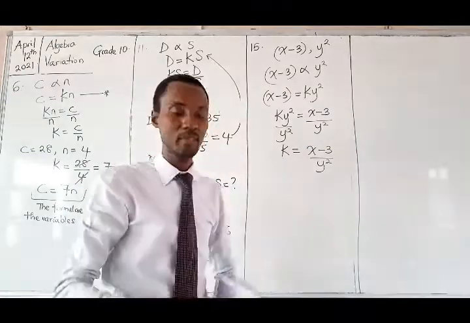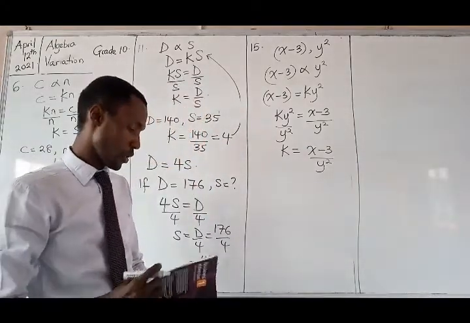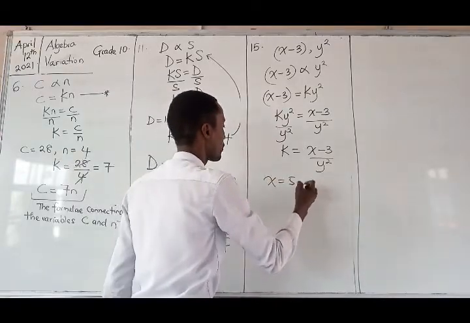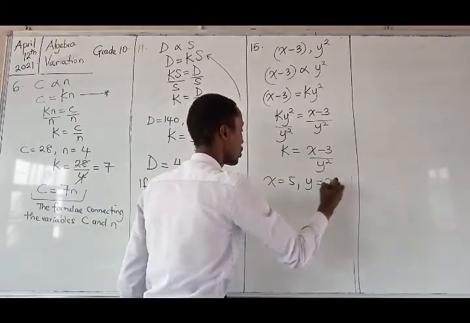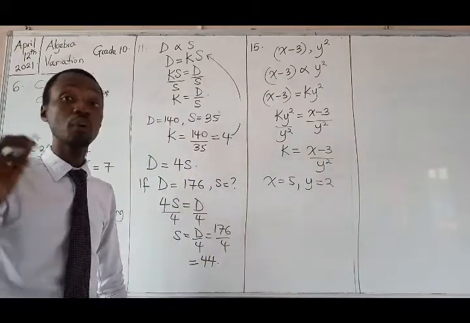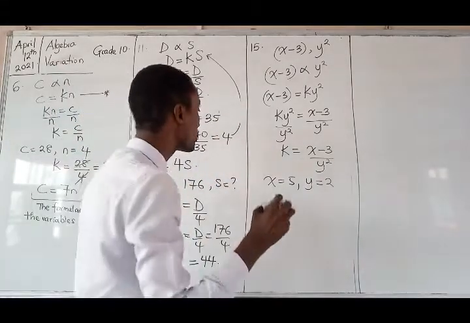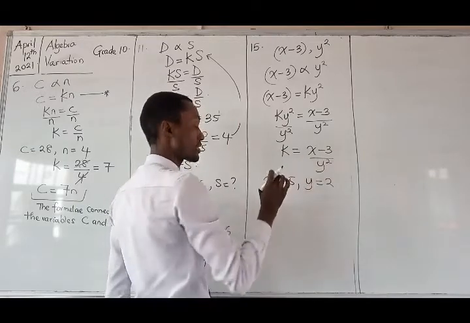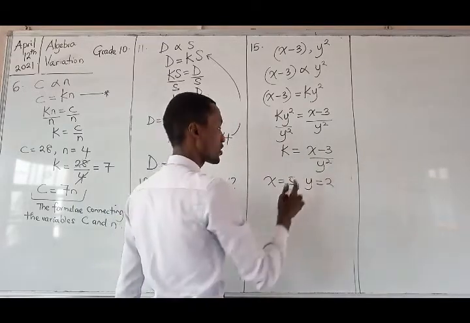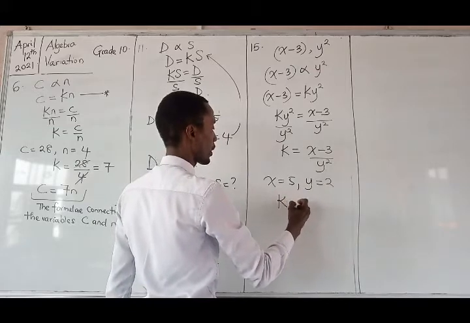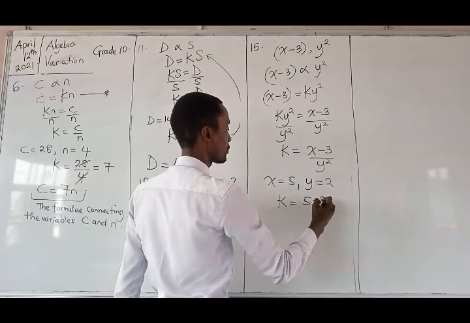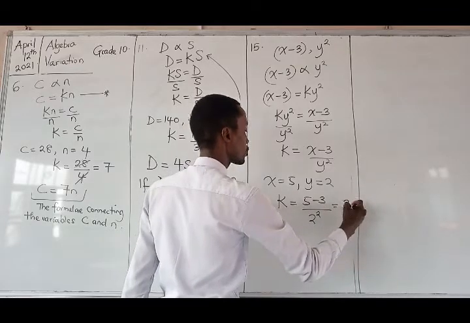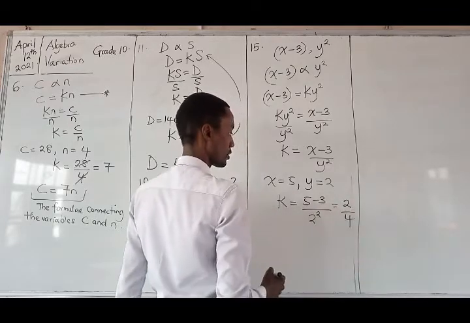So the next thing we need to do is to look for what is called the relationship connecting the terms. So what were we given? We are told that x is equal to 5 when y is equal to what? 2. x is equal to 5 when y is equal to 2. So you're going to put 5 wherever you see x, and 2 wherever you see y. So k will now be what? 5 minus 3 divided by what? 2 squared. What is this? This will be 2 over 4.